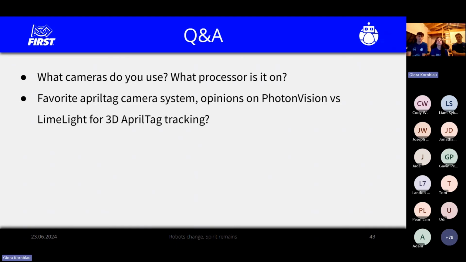A question whether we're command based or time based. We're time based, and that is also something we talked about in our last session. Basically, it's from a few years ago when we switched from LabVIEW to Java. That's what was recommended by WPI, and we just went with it, and we're stuck with it because it's convenient for us. We don't really find a good enough reason to switch to command.